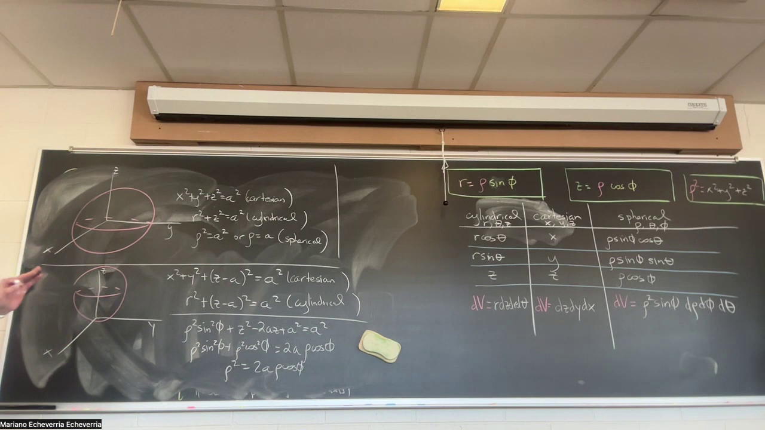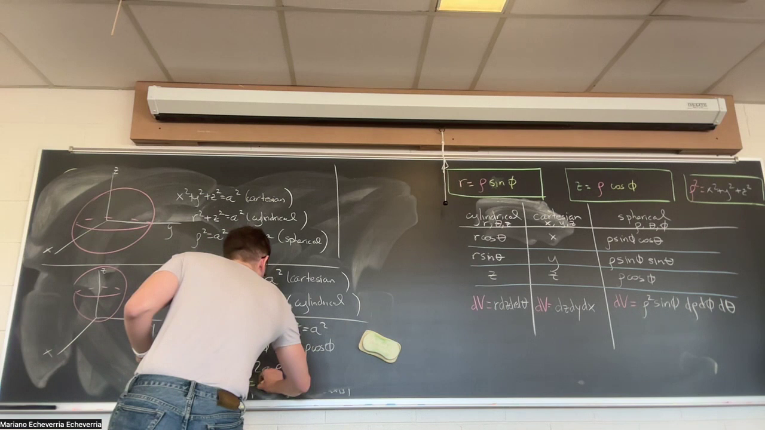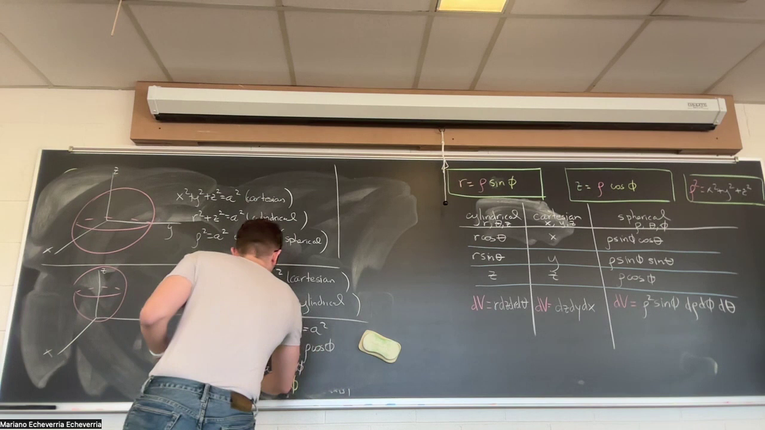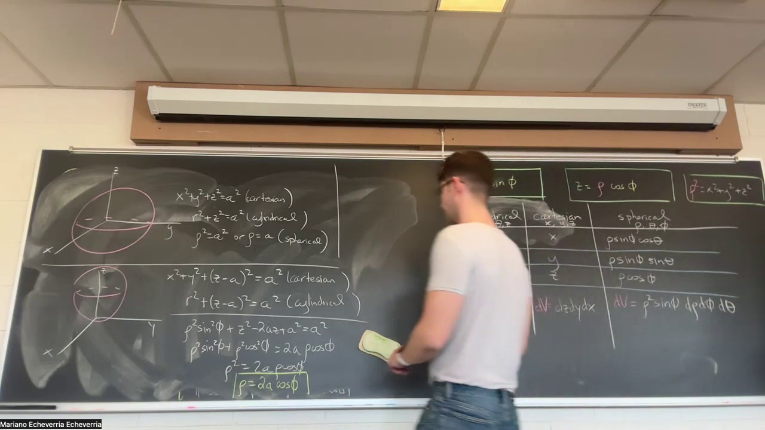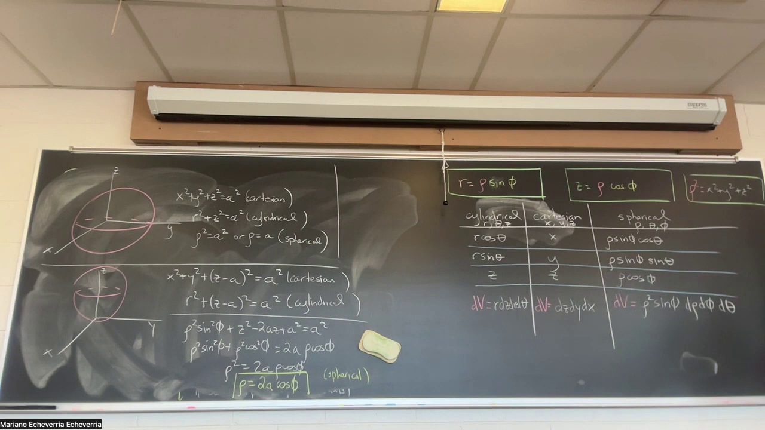So let me use a different color to emphasize that that's the most simplified version of this equation. So this sphere in spherical looks like rho equals 2a cosine of phi. That is how the equation looks in spherical coordinates. Is that okay? Is that making sense? Questions about this?